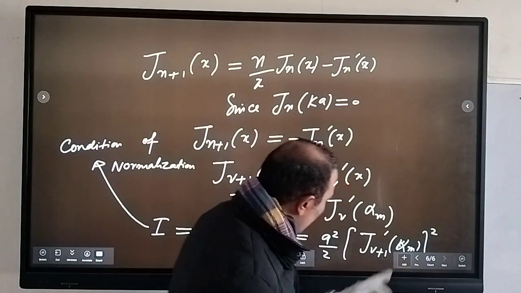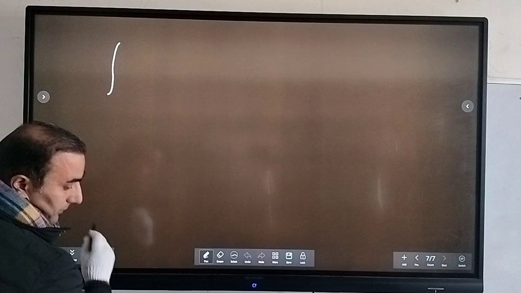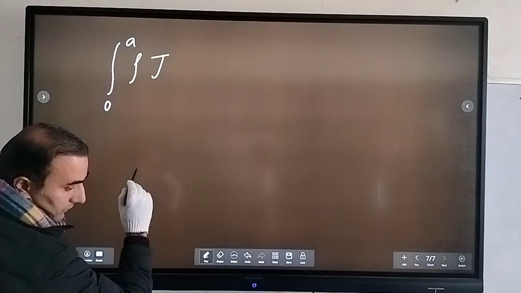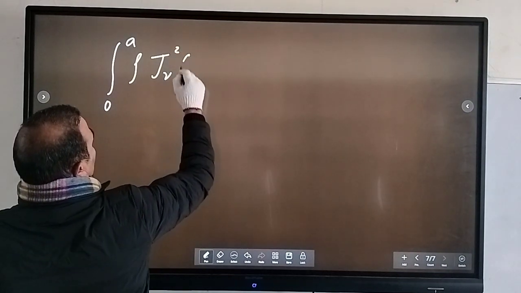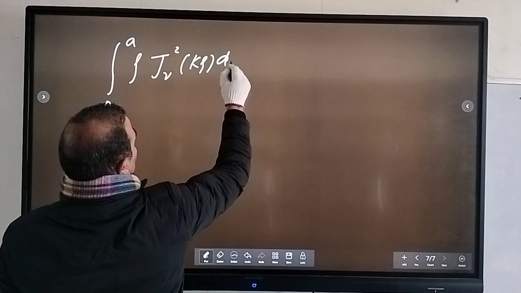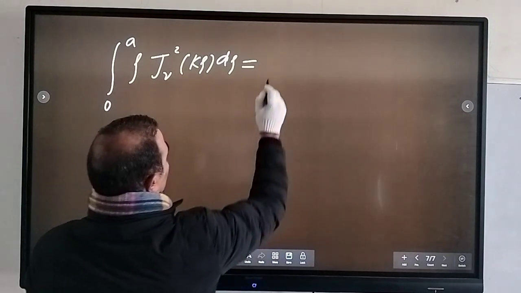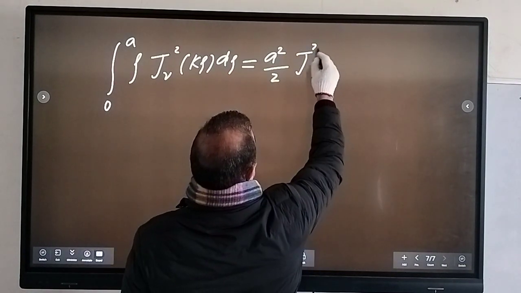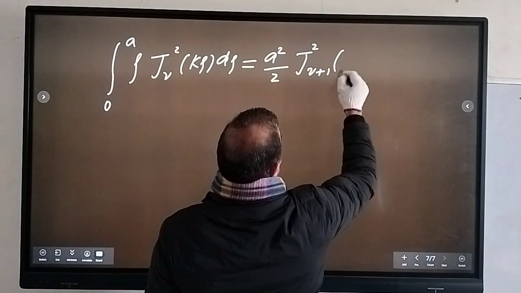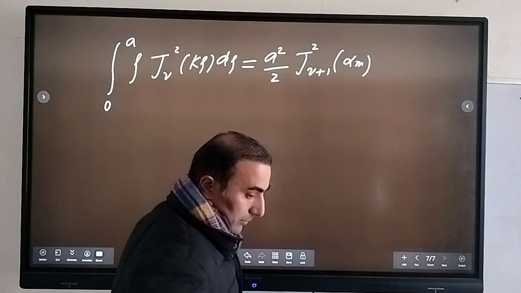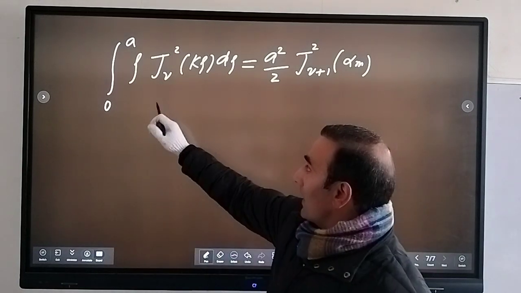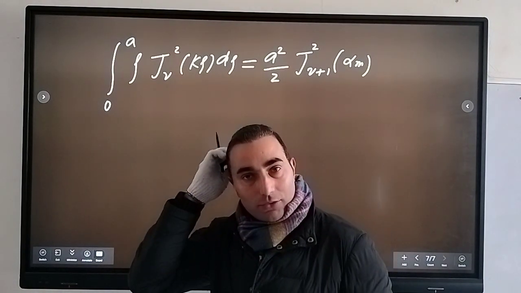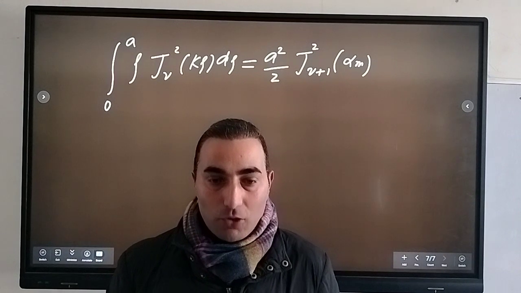Or you can write this as the integral from 0 to a. Our I is already the integral of rho Jv square of k rho d rho, which is equal to a square by 2 Jv plus 1 square of alpha. So this is the condition of normalization.